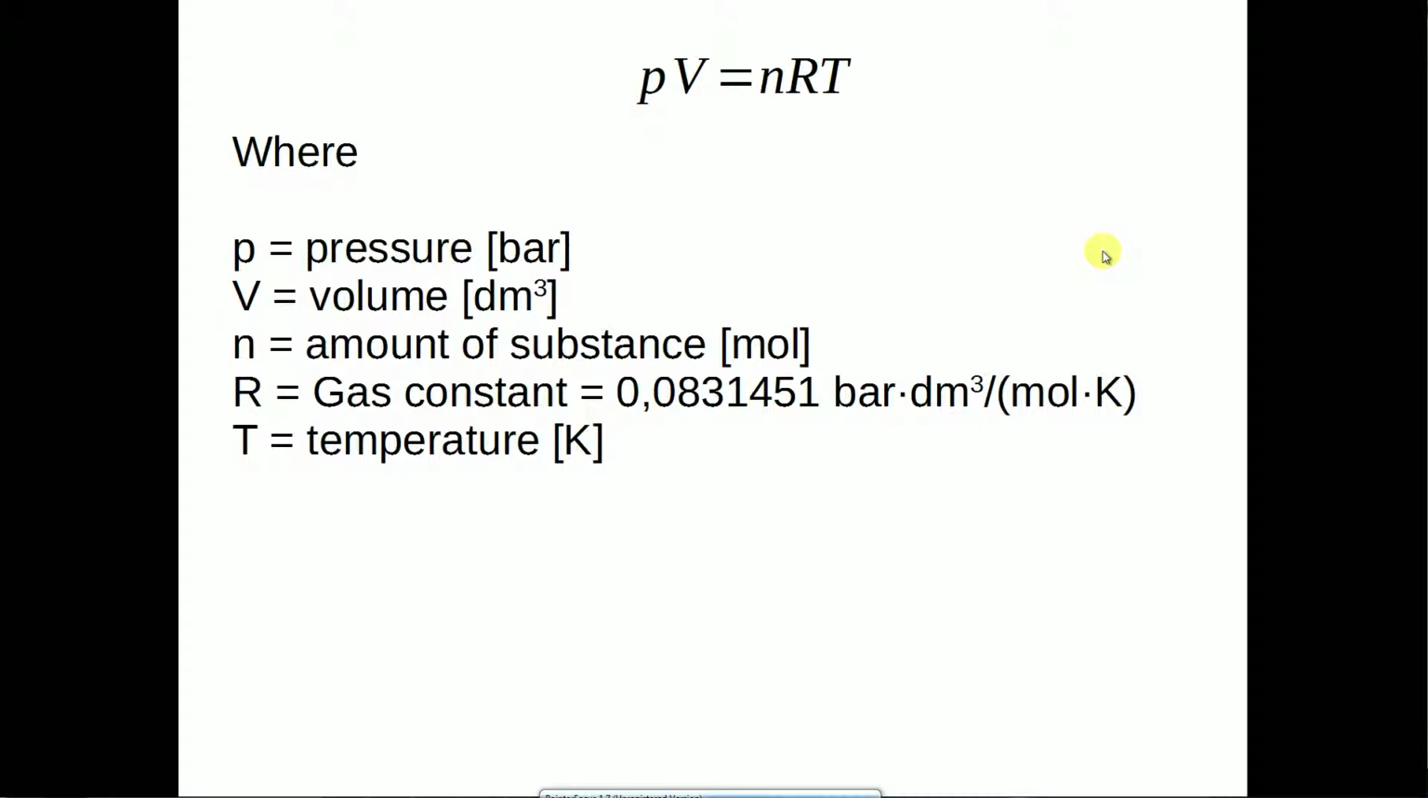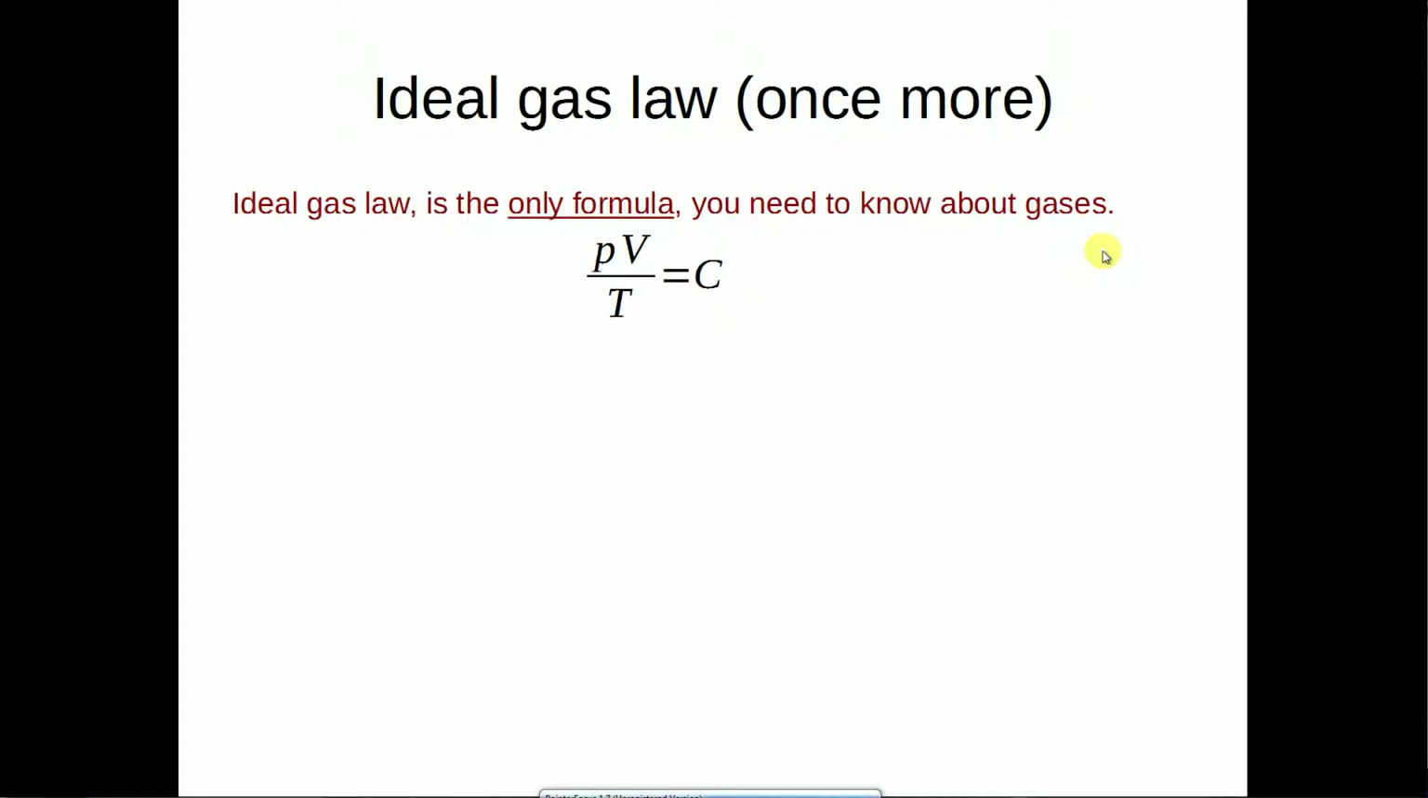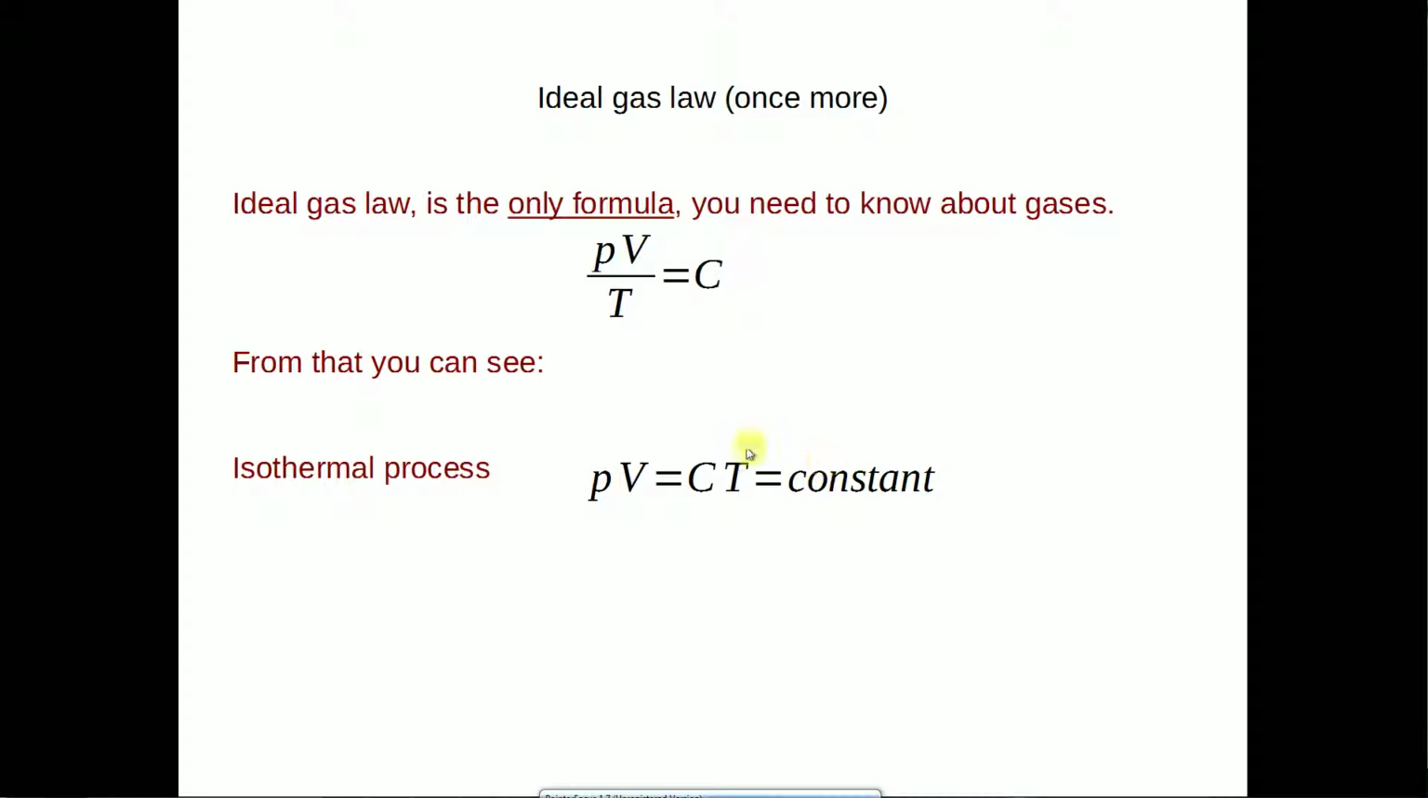We can look at this gas law from another point of view. We can solve all gas laws from it. In an isothermal process, T is constant. If we multiply this ideal gas law with T, we get PV is CT. Both C and T are constant, so we get PV is constant, which is the law of the isothermal process.